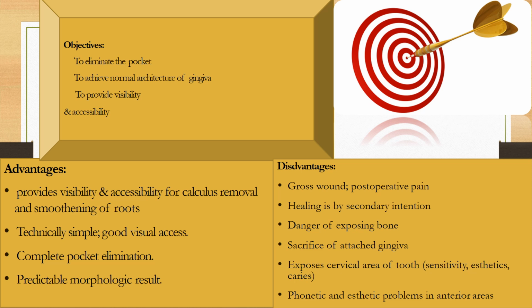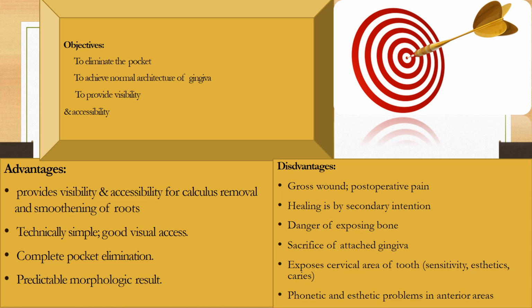What are the advantages? It always provides visibility and accessibility for calculus removal and also for smoothing or root planing. The technique is very simple and you have good visual access, complete pocket elimination is achieved, and you can also get a predictable morphological result. So this always aims at pocket reduction surgery. It comes under resection surgery, not regenerative surgery. You can always expect appropriate attachment or a healthy gingival sulcus after the healing.